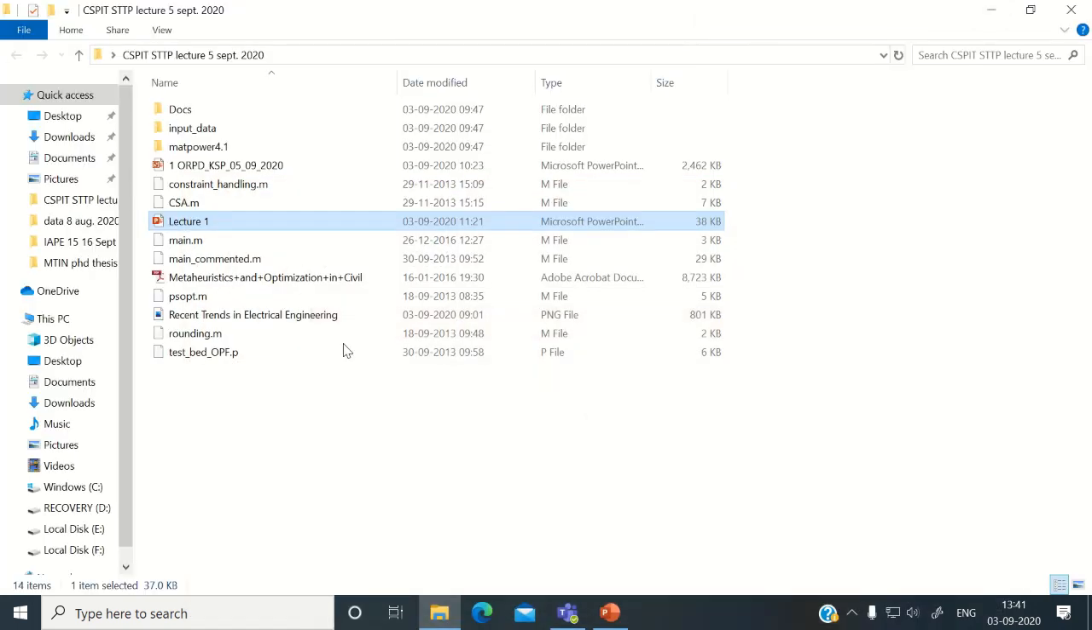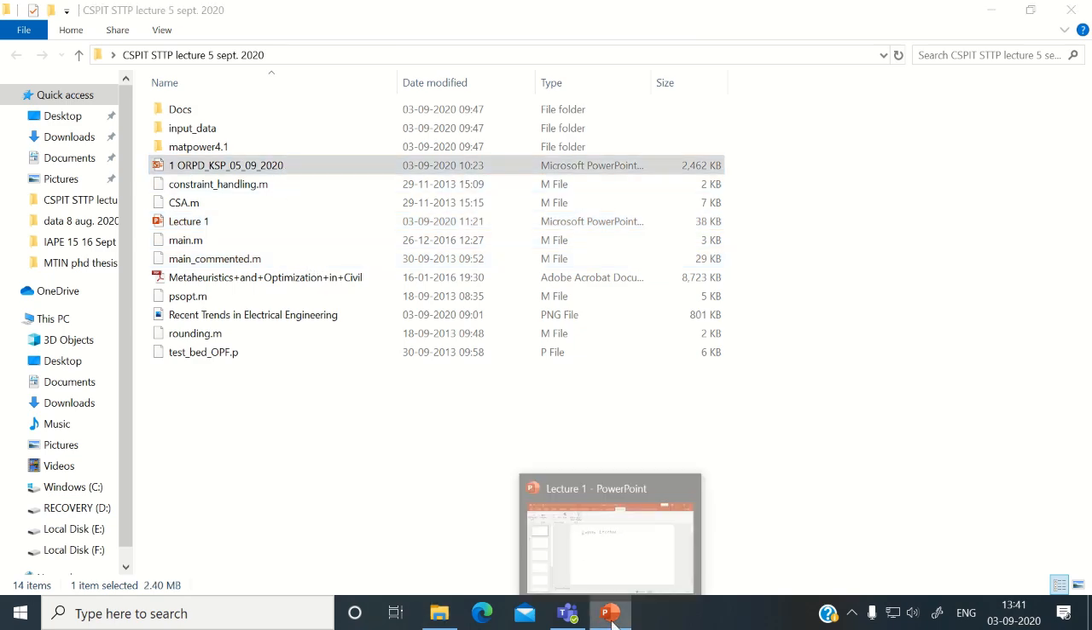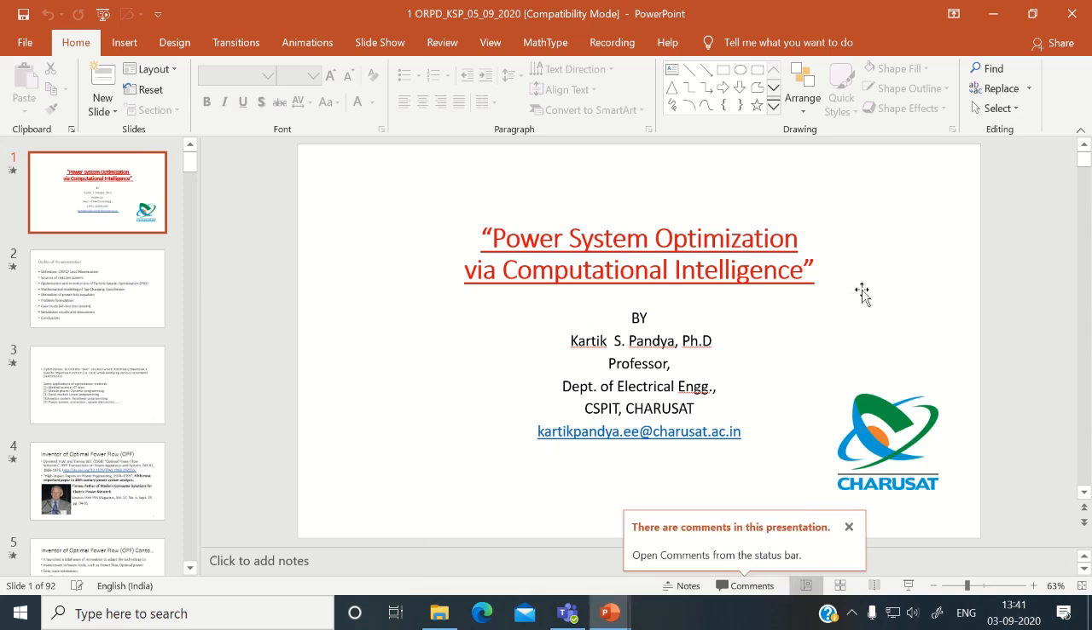Today we will talk about the power system optimization via computational intelligence method. We will try to solve the optimization problem of the power system using computational intelligence method or artificial intelligence method.